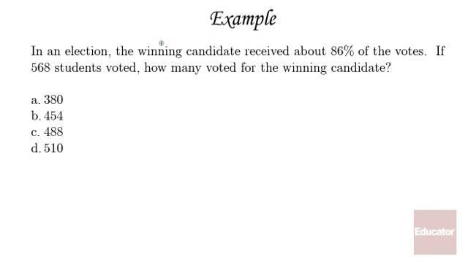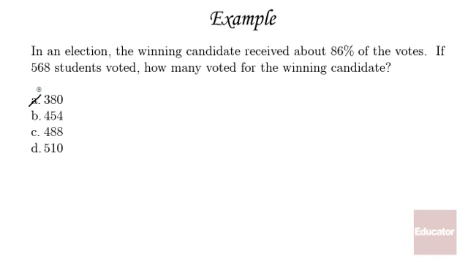Let's try this example. In an election, the winning candidate received about 86% of the votes. If 568 students voted, how many voted for the winning candidate? Now, suppose you were not sure how to find the percent of a number. You should, however, understand that 86% is most of the students. So we would take out 380 because that is very nearly half of the students, or just a little bit more than half. So we wouldn't want 86%.